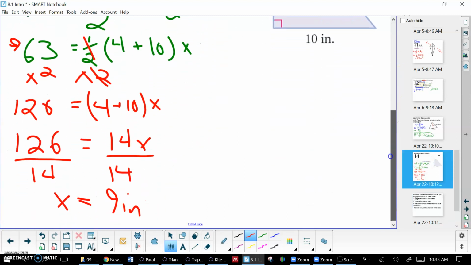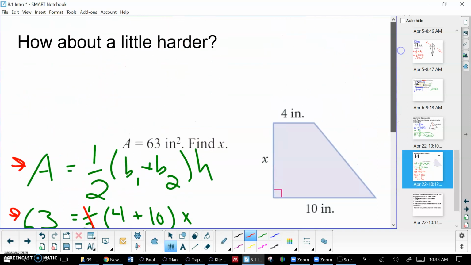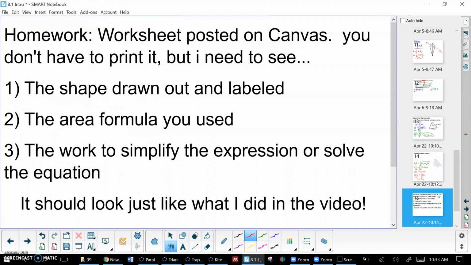Look at what I've done here. If yours doesn't look like that, I'm going to be asking you to redo those. And keep in mind, I need to be able to read these on the computer as well. So you're going to be taking a picture and uploading it to Canvas, but make sure it's legible.